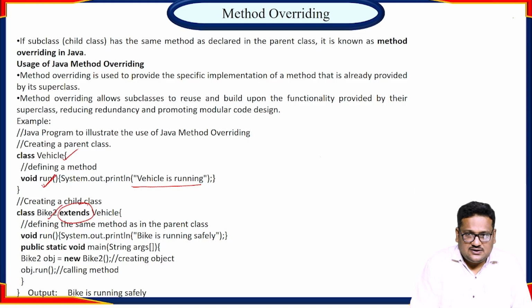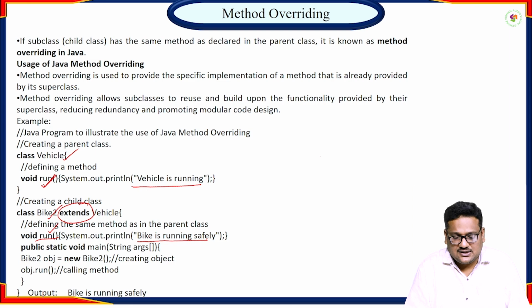See, the child class also has the same method. Here the name is run, here also the name is run. This is called method overriding. In the parent class we have the method called run, and in the child class we have the same method called run. But this child method gives us the statement Bike is running safely, while the parent method gives the statement Vehicle is running.